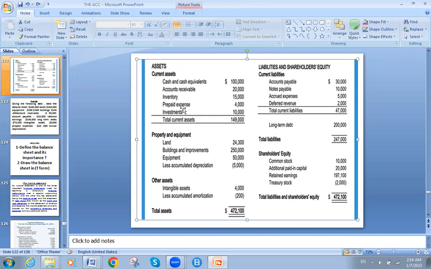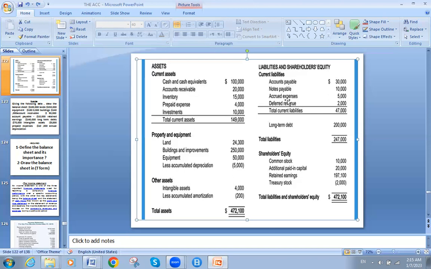Prepaid expenses means that you paid in advance. For example, if a plumber is coming to do work for you, and you give them $4,000 to fix your taps, sinks and bathtub, and they didn't work yet but you gave them the money in advance, this is considered a prepaid asset because it is already owed to you. So, prepaid expenses.